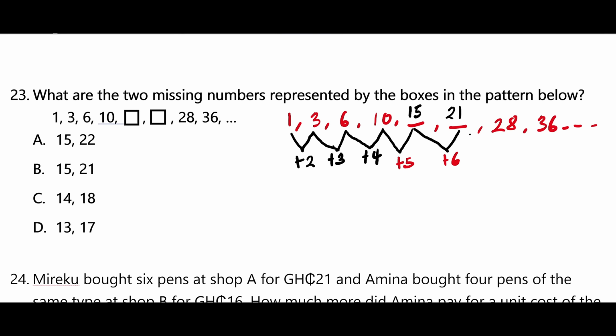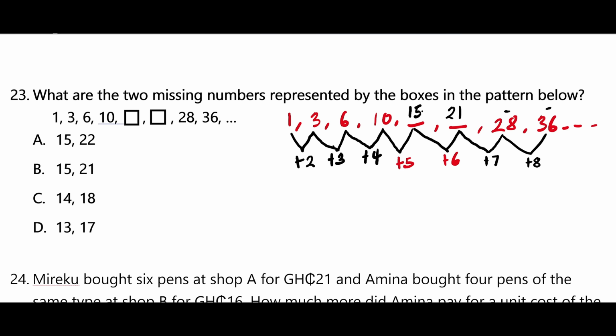Okay, so let's see. In the absence of 28 and 36, using the same rule, let's see whether we can get the same numbers. So from 21 to 28, that should be plus 7. And then from 28 to 36, an addition of 8. So 21 plus 7 gives 28, and then 28 plus 8 also gives 36.